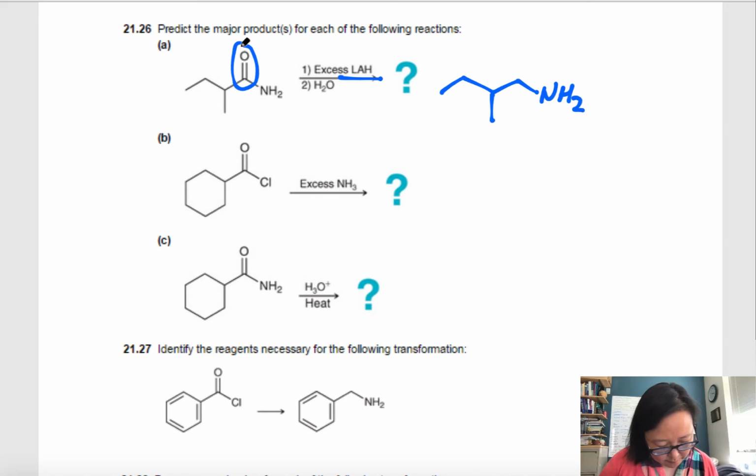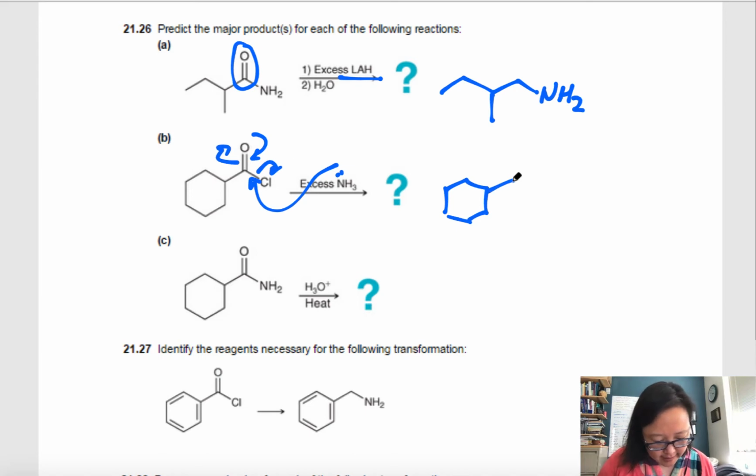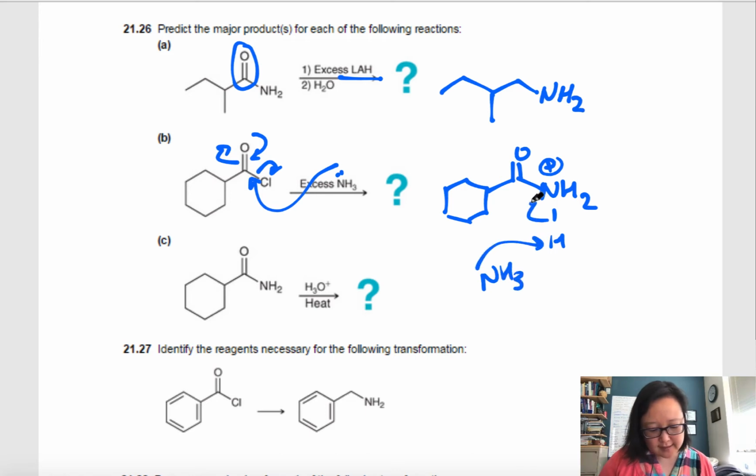Okay, this one here should be pretty straightforward. So this is an addition elimination. The acid chlorides are very reactive, so it has no problem making this amide. Excess means that you need something to take off the extra H later to neutralize this, because if I had an H here, it would be positive. So that's what the second equivalent of this does, is it provides that.